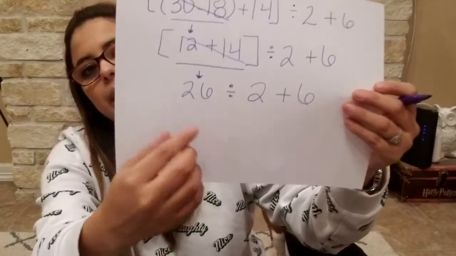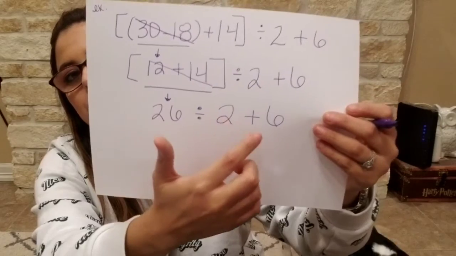So we talked about how simplifying makes things smaller, right? Because when you're dividing, you're making something smaller. It's the same thing here. You might see a question that says simplify the equation or the expression. That's what they mean. They mean give me an answer. Okay, so again, we have 26 divided by 2 plus 6.